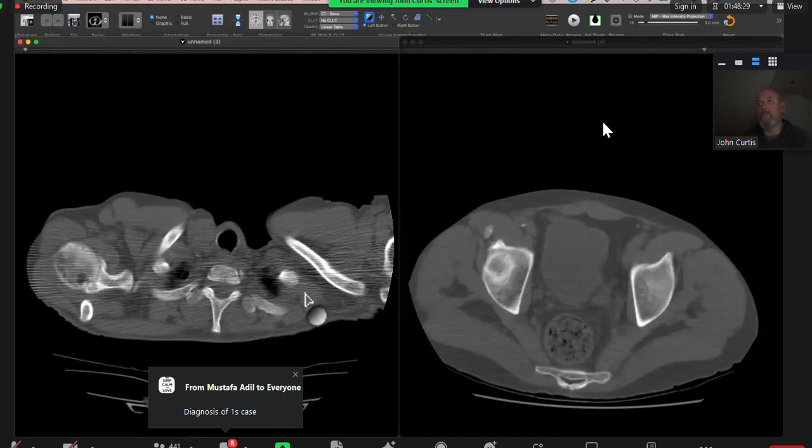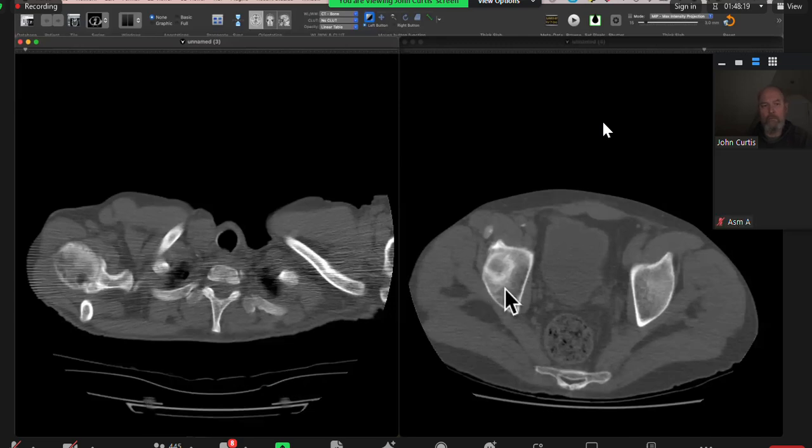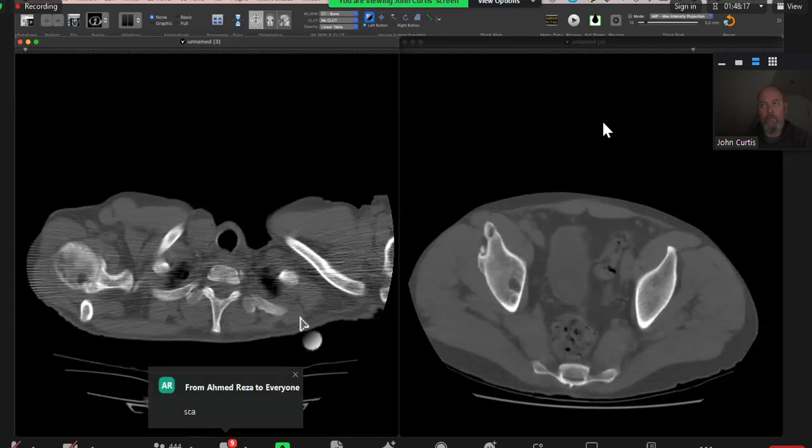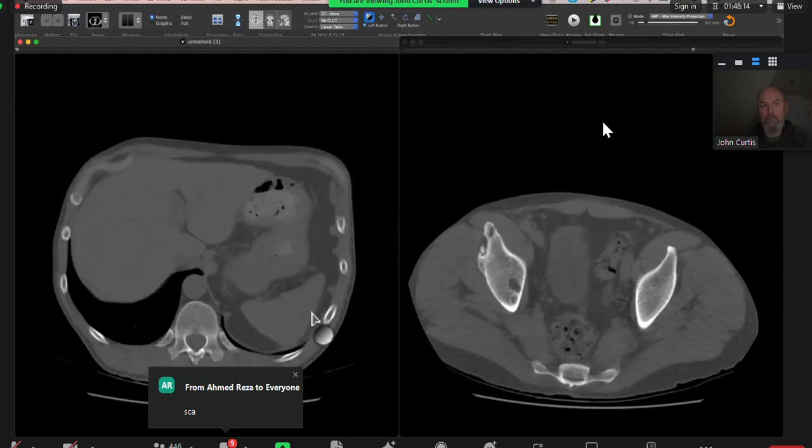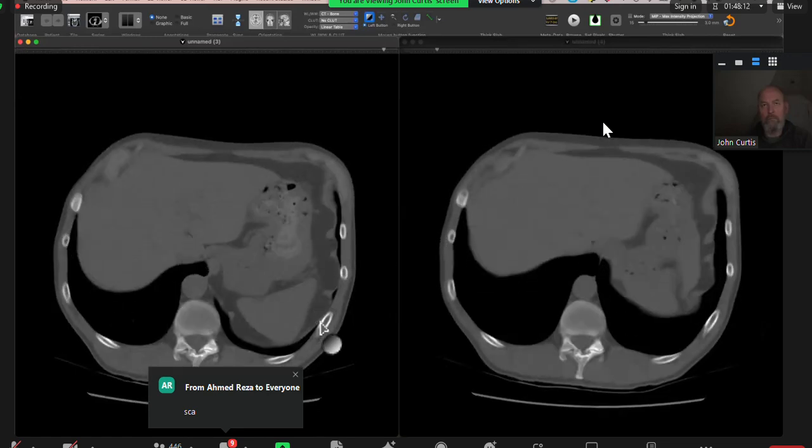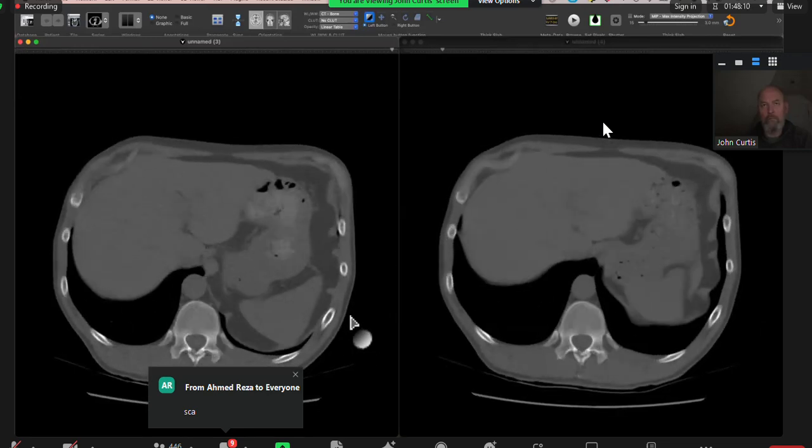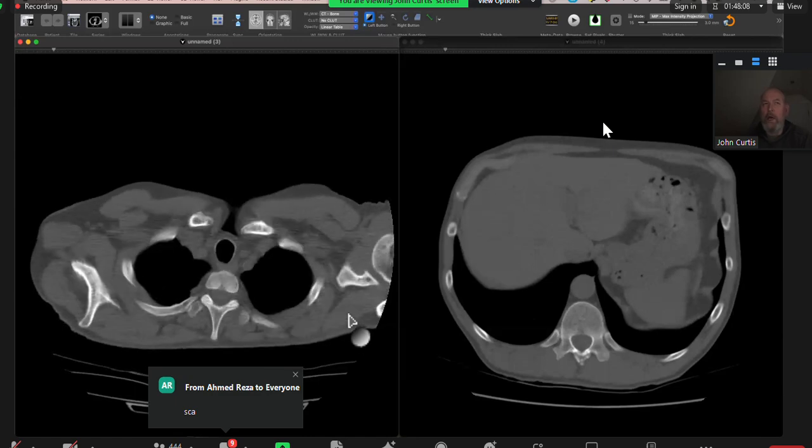So, sir, in my initial observation, I could see both the native kidneys, which appear small in size, and there is a transplanted kidney, which is noted in the right iliac fossa. In the bones, I can see increased bone density with multiple lucent areas involving the ribs and the vertebrae.